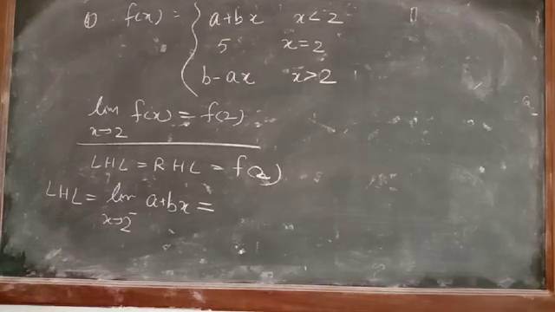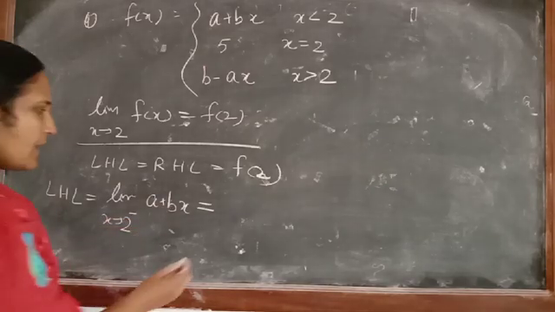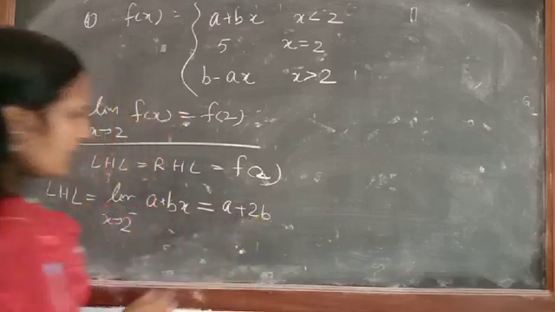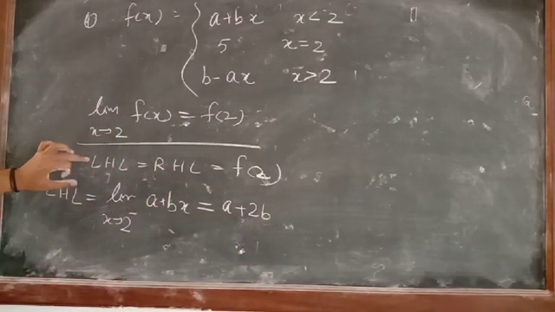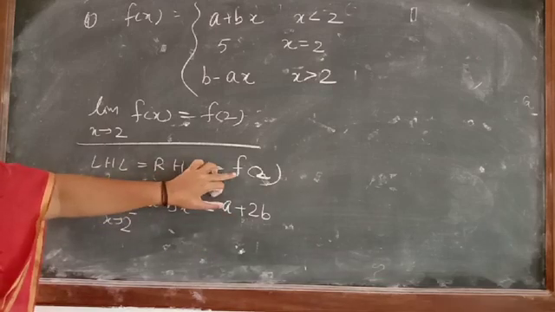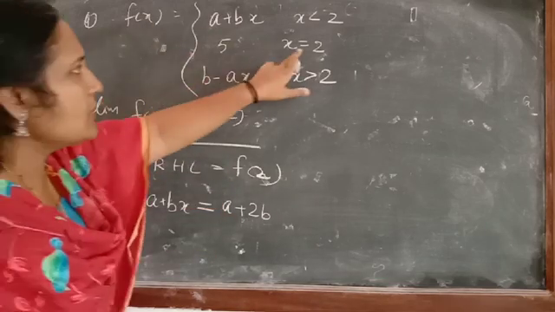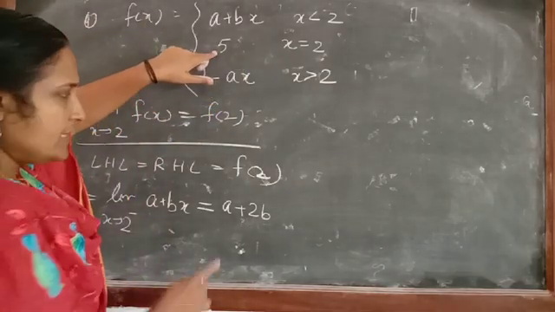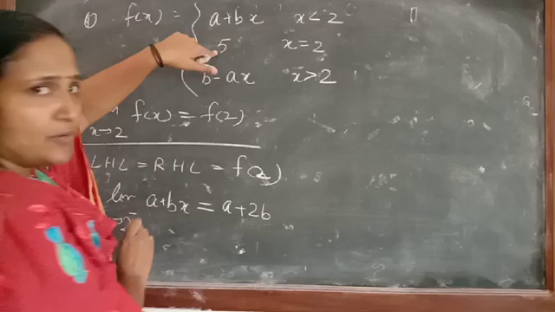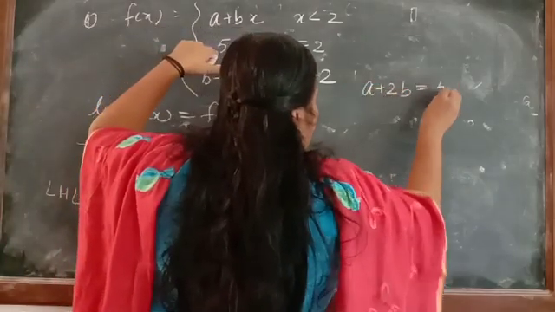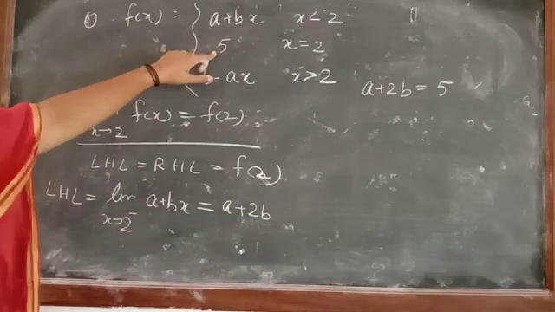Now just substitute x is equal to 2. What will come? We will get a plus 2b. Now we will use this condition: left hand limit is equal to f of 2. What is f of 2? When x is equal to 2, we have f of x is equal to 5, which means f of 2 is equal to 5. So our first equation will be a plus 2b is equal to 5.